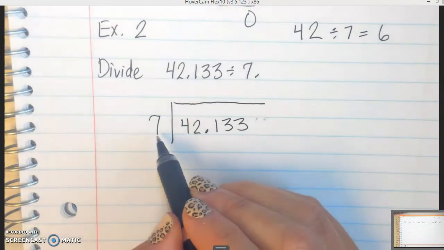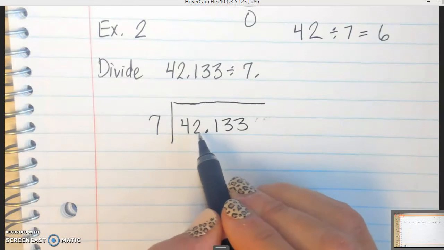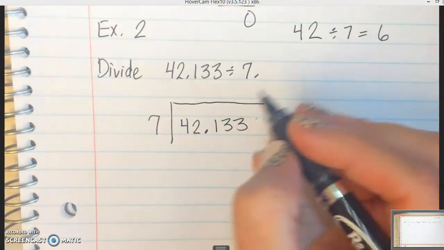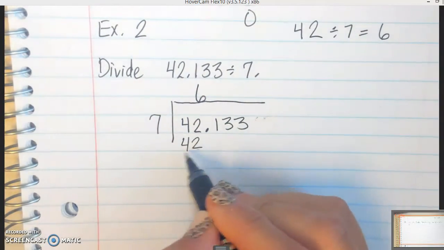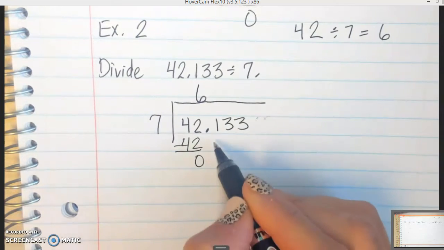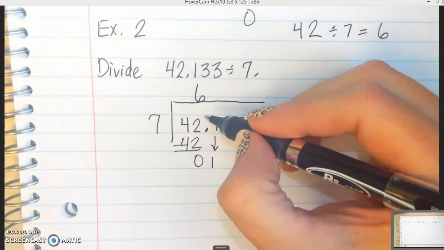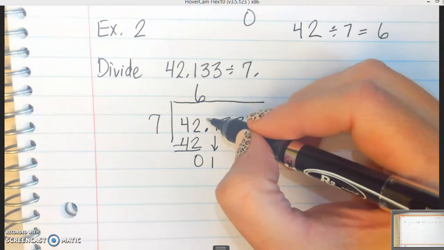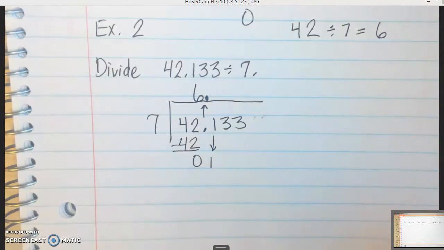Alright, so will 7 go into 4? No. So then I go over to 42. Will 7 go into 42? That would be 6 times. 6 times 7 is 42. And I get a 0. And I bring down my 1. Before I go on, see how I'm at the decimal? Let's go ahead and bring that decimal up and put it right here after the 6.